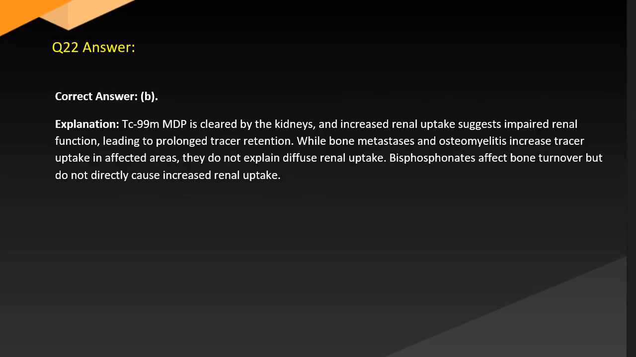Answer. Correct answer: B. Explanation. Tc-99m MDP is cleared by the kidneys, and increased renal uptake suggests impaired renal function, leading to prolonged tracer retention, while bone metastasis and osteomyelitis increase tracer uptake in affected areas. They do not explain diffuse renal uptake. Bisphosphonates affect bone turnover but do not directly cause increased renal uptake.